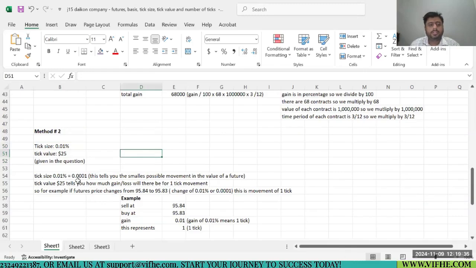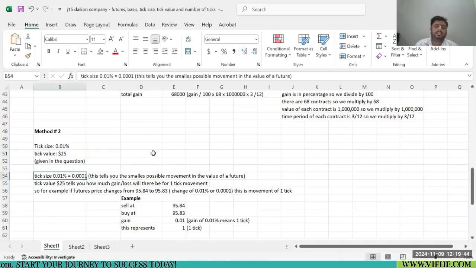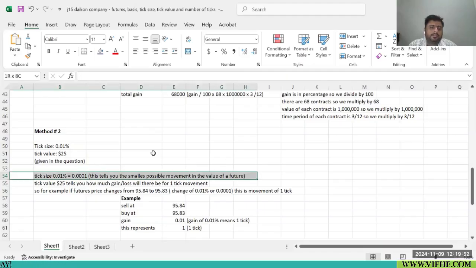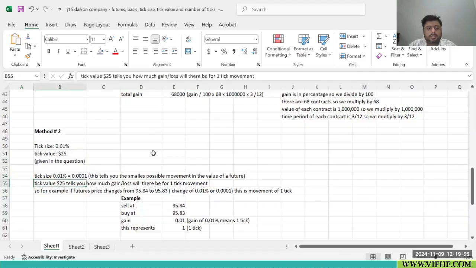Okay, tick size is 0.01%, which is 0.0001. This tells you the smallest possible movement in the value of a future. What is tick size? Tick size is the smallest movement in the value of a future. Tick value of $25 tells you how much gain or loss will there be for one tick movement. So if the movement is 0.01% and tick value is 25, this means that if the interest percentage moves by 0.01%, there will be a gain or loss of $25. Okay.